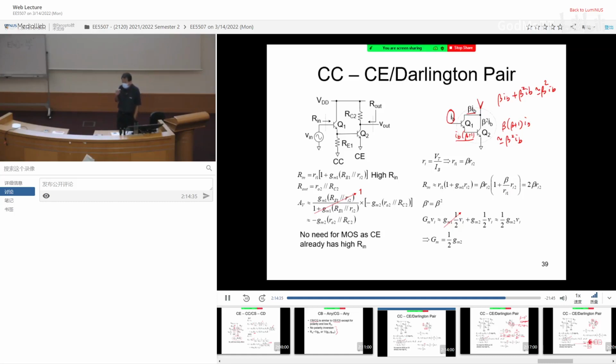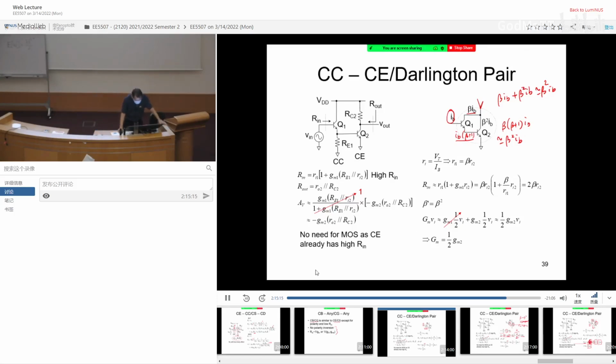So if you look at the principle of this Darlington pair, basically it is using the first transistor to boost the current, and using the boosted current to supply the second transistor. So effectively, you have a transistor that improves the current gain from beta to beta squared. That is the beauty of the Darlington pair. It uses two transistors to make a super transistor. From the factor beta, it becomes beta squared.